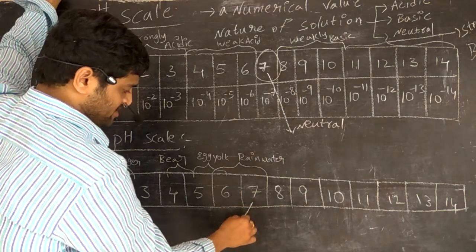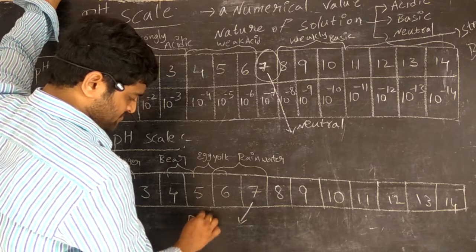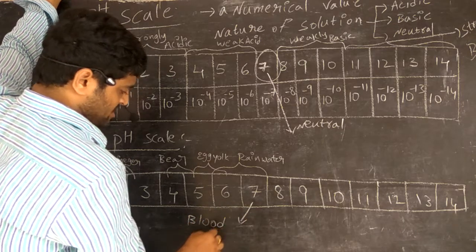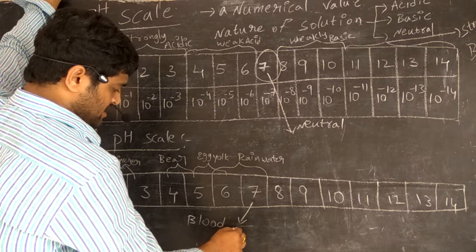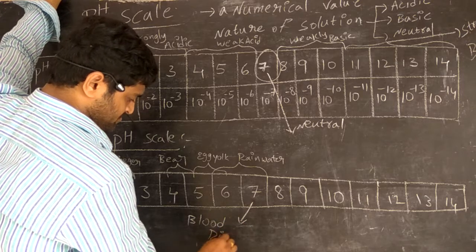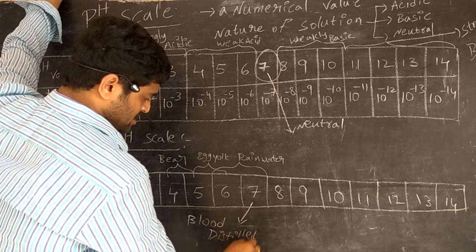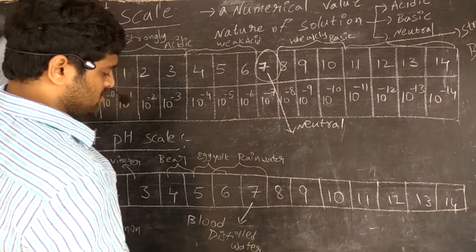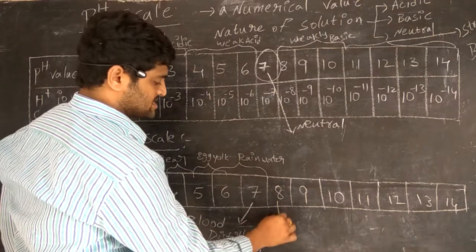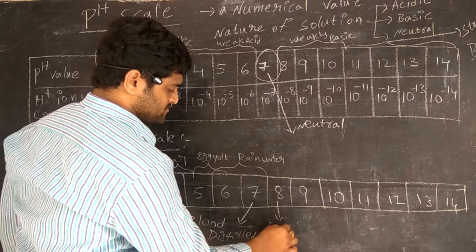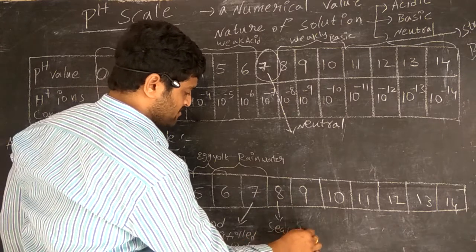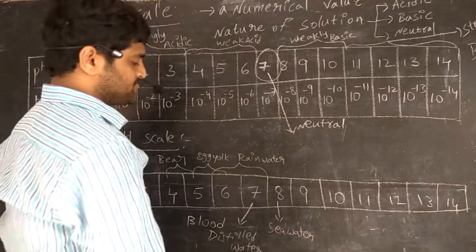And 7 is for lead. The actual pH value of lead is 7.2. Distilled water also has a pH of 7. Sea water has a pH of 8.